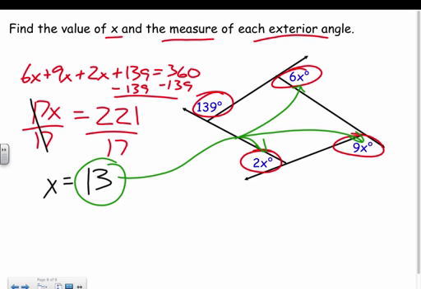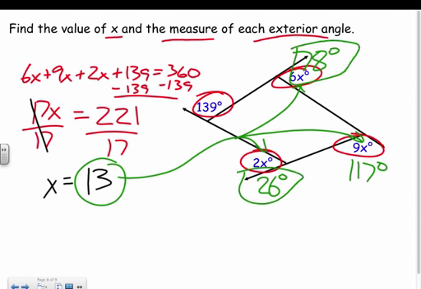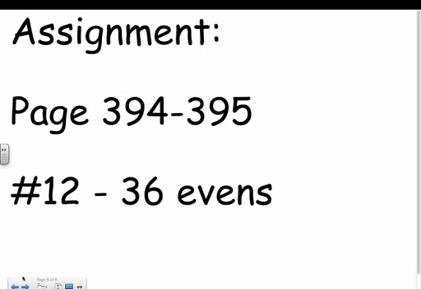2 times 13. So I know this angle measure is 26 degrees. Up top, 6 times 13 gives me 78 degrees. And 9 times 13 gives me 117 degrees. So there's my answer. X equals 13, and then all these angle measures. And they should add up to 360. Okay, so a little bit about the angles of polygons.